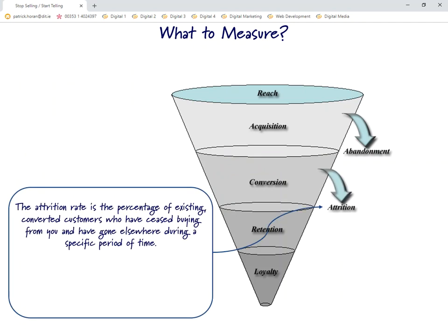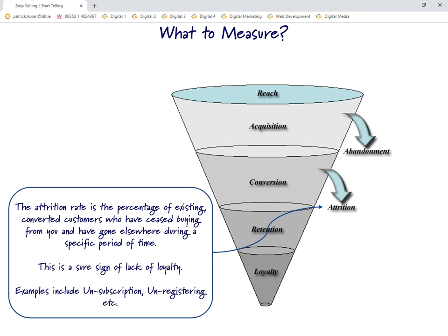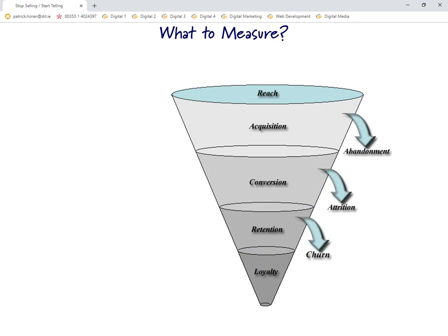Attrition are the people who have bought from us but who are no longer doing business with us. Okay, so again, we need to measure that. We need to figure out what the signs of attrition are. The signs of attrition are people who have bought from us before but unsubscribe or unregister. You'd say, well, why is that? I want to know why they're doing these things, and if you know why, then maybe you can do something about it.